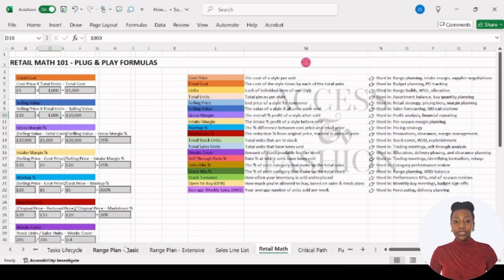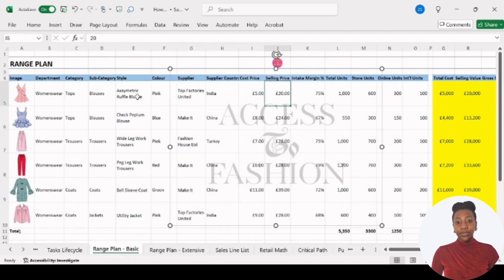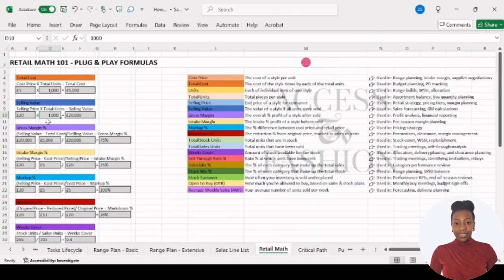If we were to go back to the range plan, we've got our selling price listed here. For the asymmetric blouse, it is £20. And then again, your total units are 1,000 units. So if we go here, that's the information we've put in here. Your £20 and your 1,000 gets you your £20,000. So that's how much we will make on that style in its entirety.